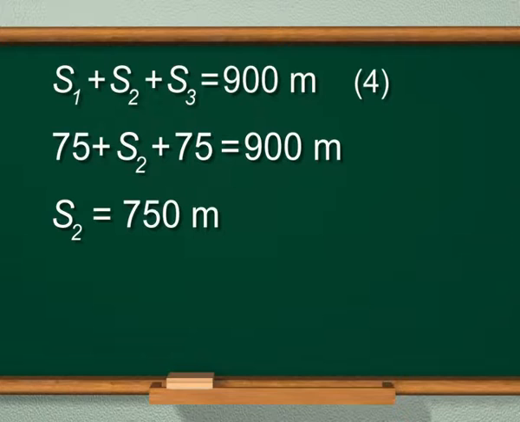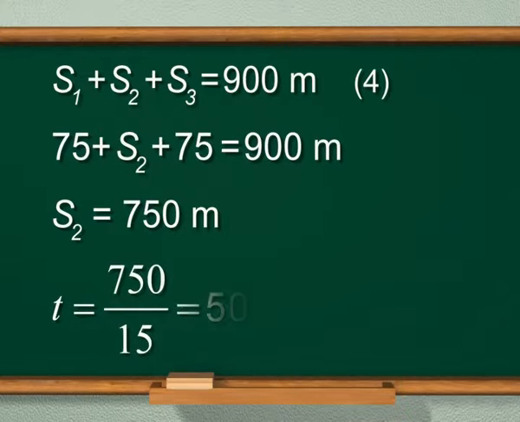Since the distance covered by the car in the second part of the motion is with a uniform velocity 15 meters per second, therefore, time taken by the car to cover the second part of the motion is t is equal to 750 by 15, which is equal to 50 seconds.